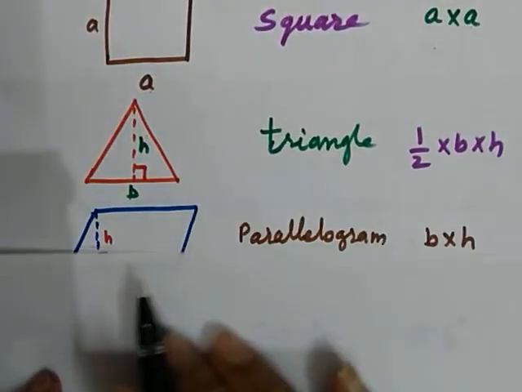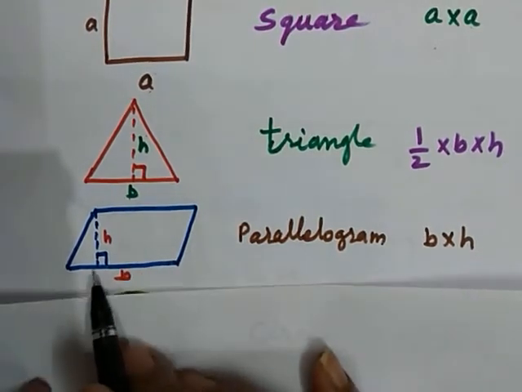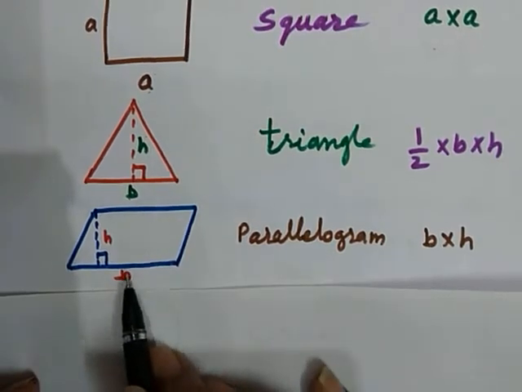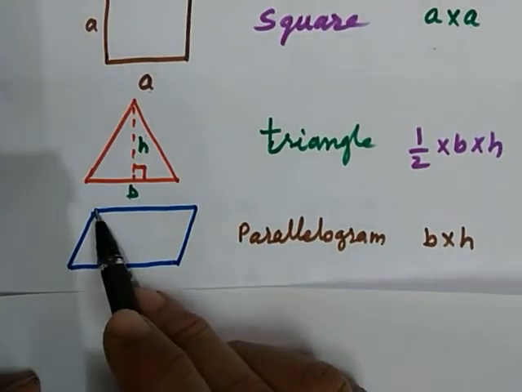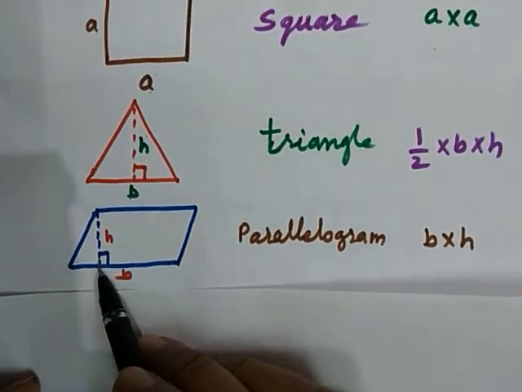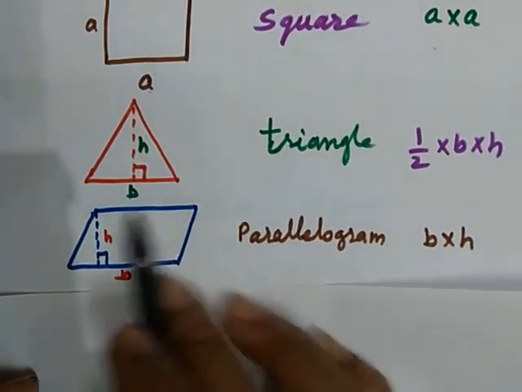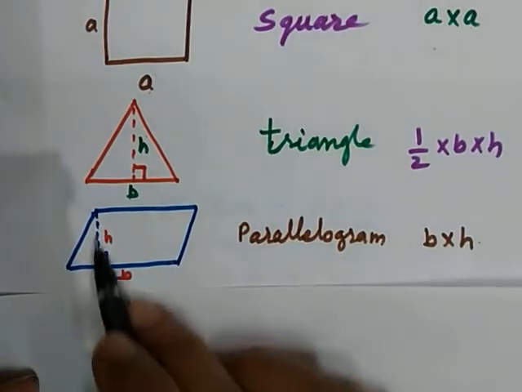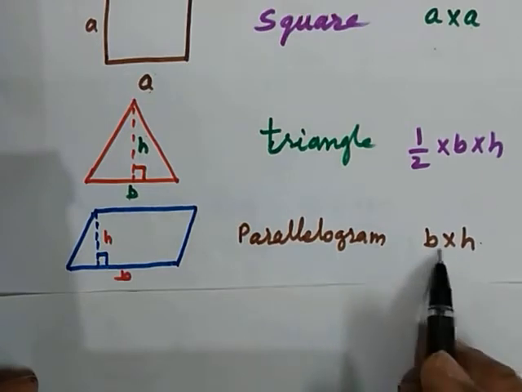Okay. Now if we have a parallelogram, then this is the length B and the height of the parallelogram. We draw a perpendicular from vertex to base, and this is H. Then the area of this parallelogram is B into H. So base into height is the area of parallelogram.